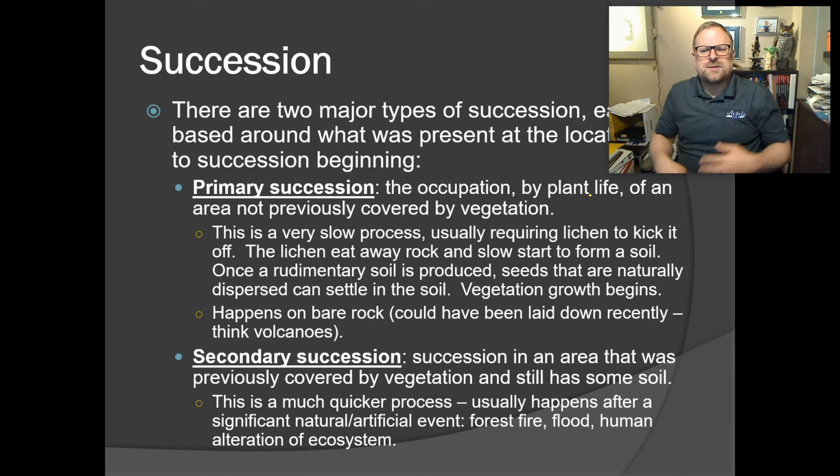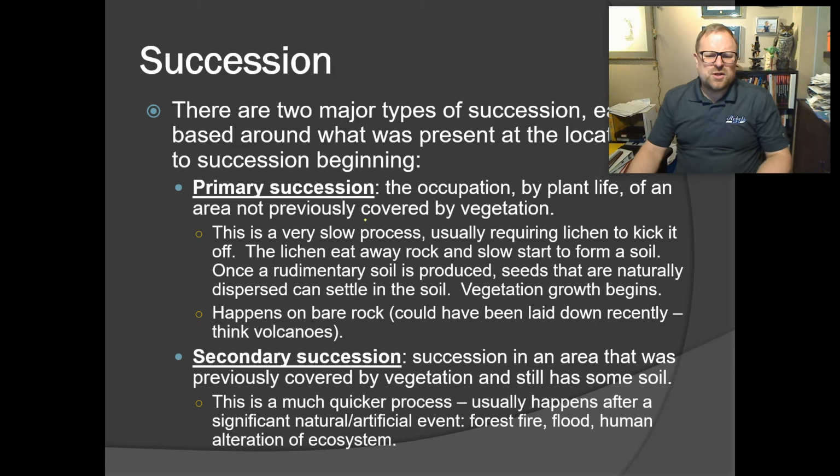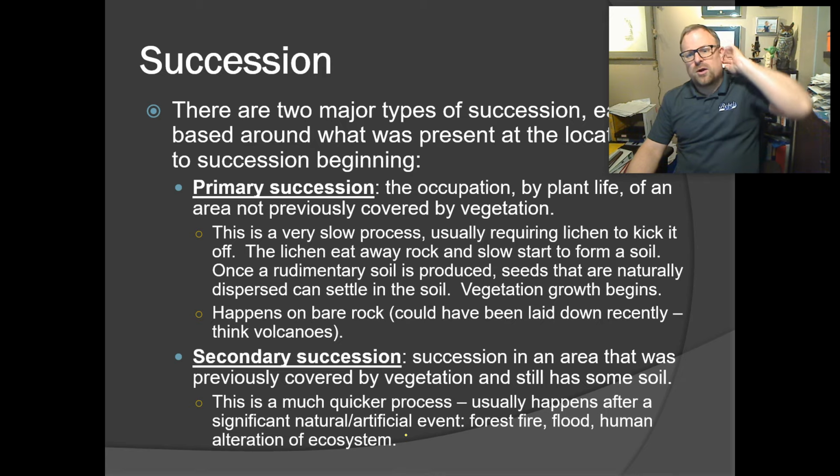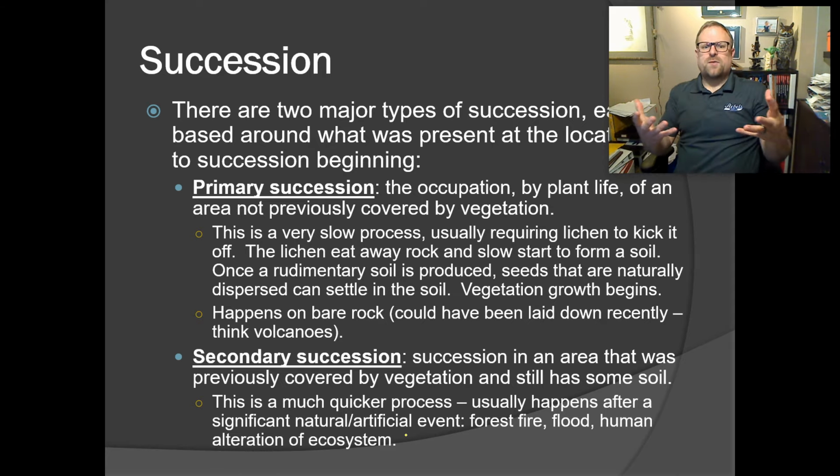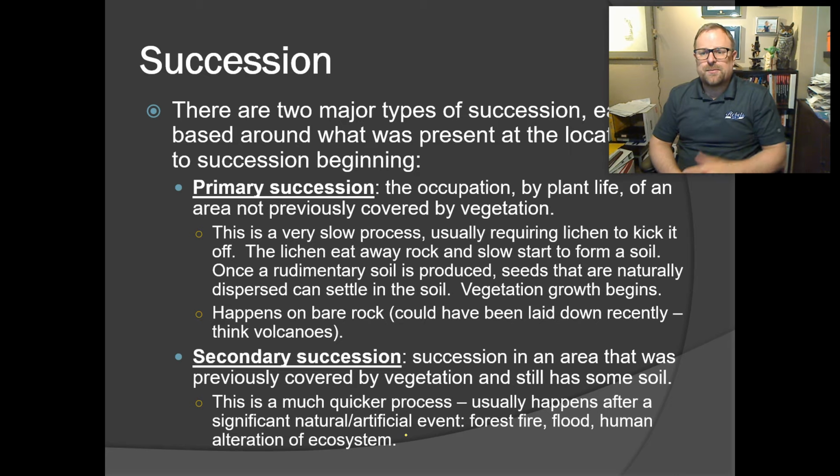something along those lines. The kind of succession that we are most familiar with is the succession that takes place in an area that previously was covered by vegetation and still has soil present. So it is a much quicker process. Usually happens after there's a significant natural or artificial event, like a forest fire, a flood, or some sort of human alteration of the ecosystem.